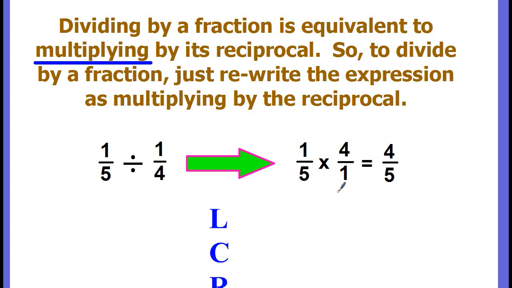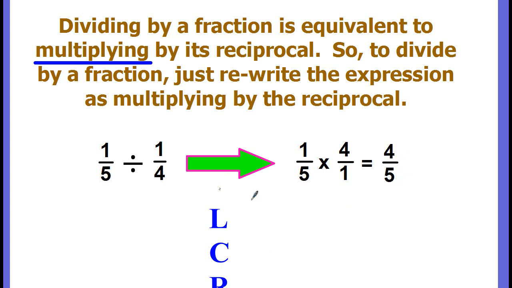And then you have a multiplication problem, which we've been working with multiplying fractions, so that should be pretty easy. Multiply the numerators, 1 times 4 is 4. Multiply the denominators, 5 times 1 is 5. So your answer is 4/5. So 1/5 divided by 1/4 equals 4/5.